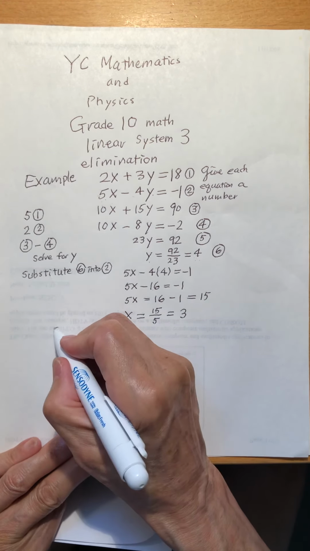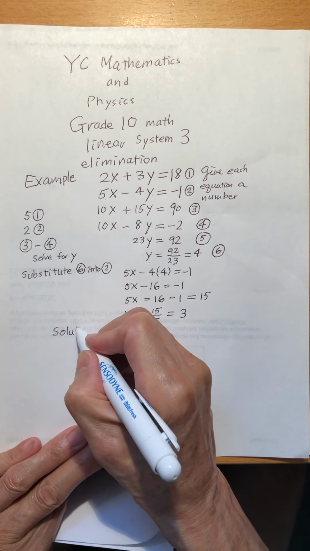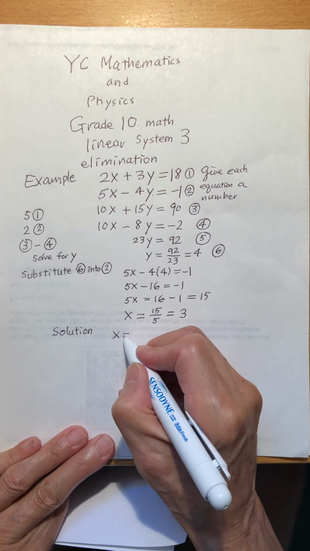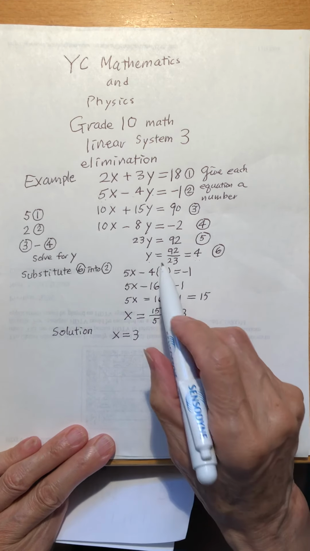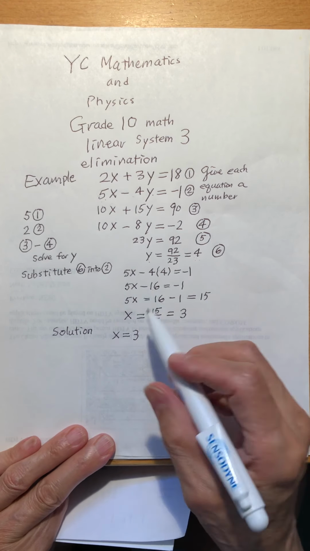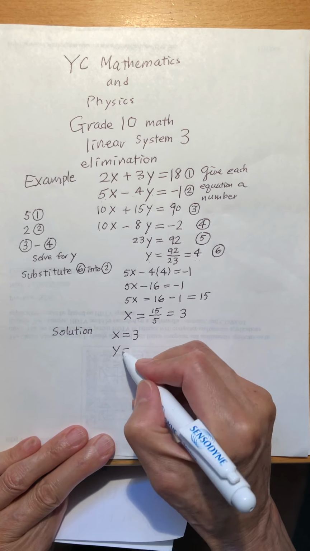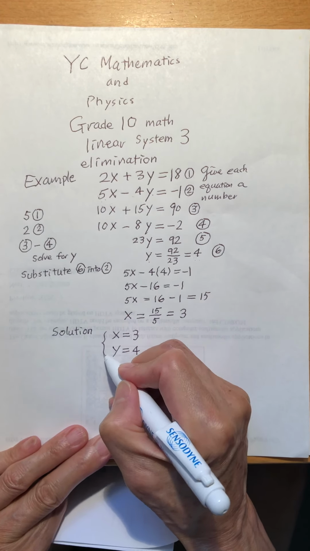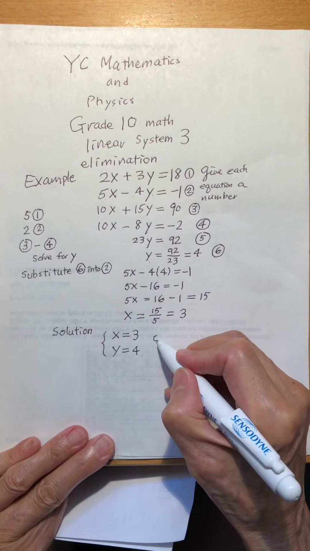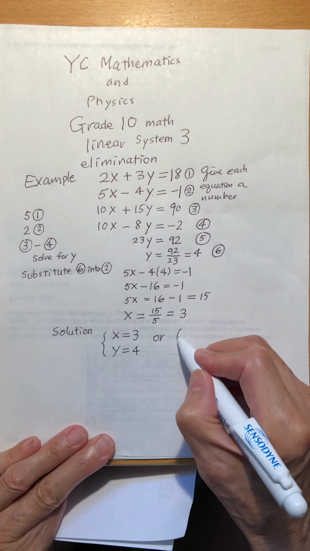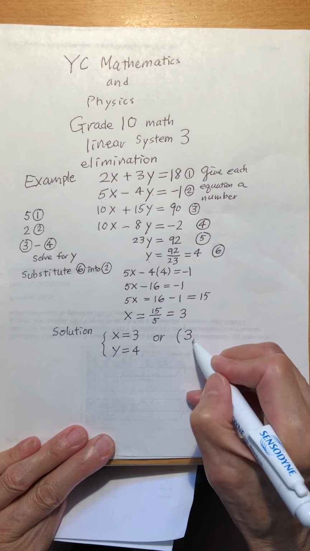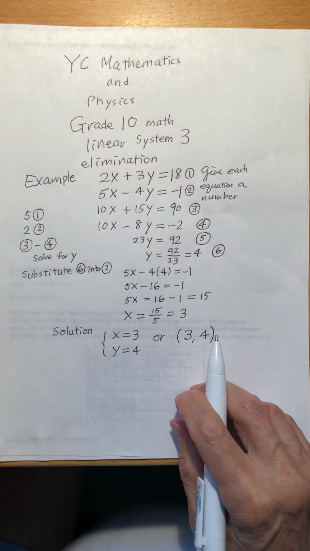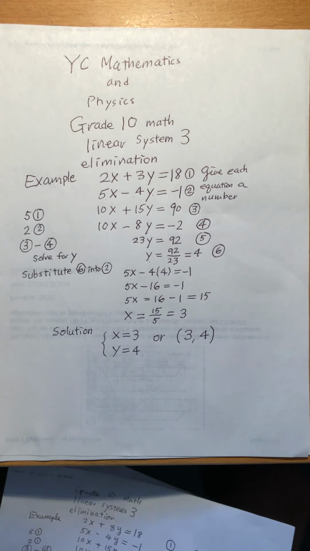Now I have the solution. My solution is x equals 3. And y here, y is equal to 4. This pair is my solution. Or you can write your solution this way: 3, 4. Now the 3 means the value of x, and 4 means the value of y.